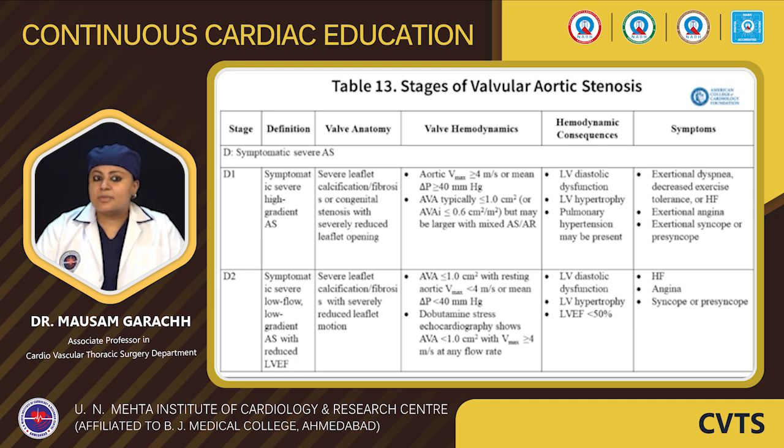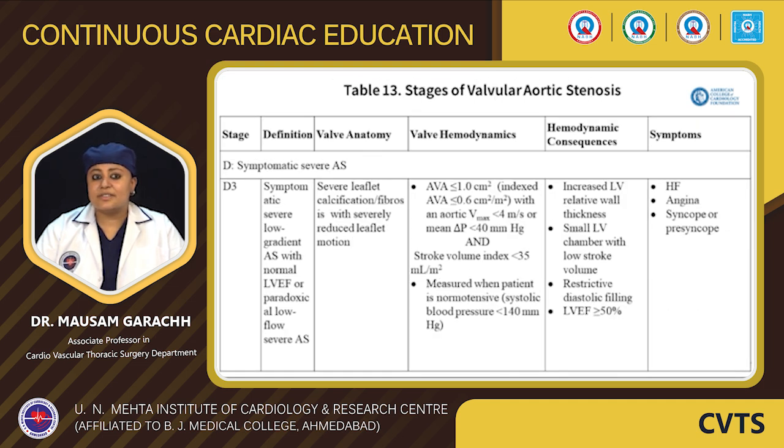Now D2, symptomatic severe low-flow, low-gradient aortic stenosis with reduced ejection fraction. Here the severe leaflet calcification, fibrosis with reduced leaflet motion. The hemodynamics, the area would be less than 1 centimeter squared. The velocity would be less than 4 meters per second and mean gradient would be less than 40 millimeters of mercury. But in the dobutamine stress echocardiography, the area would be less than 1 centimeter squared with the velocity which may increase to more than 4 meters per second at any flow rate. The hemodynamic consequence would be LV diastolic dysfunction, hypertrophy, EF less than 50%. The symptoms would be heart failure, angina, syncope or presyncope.